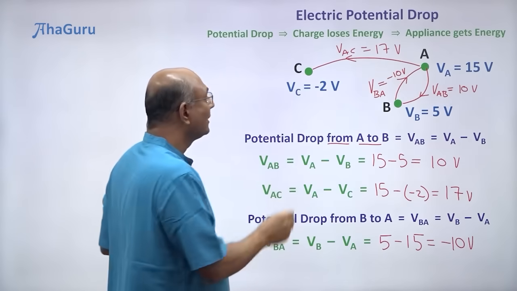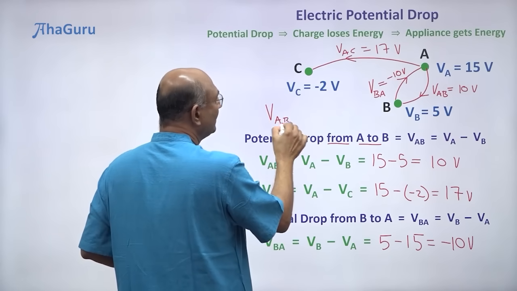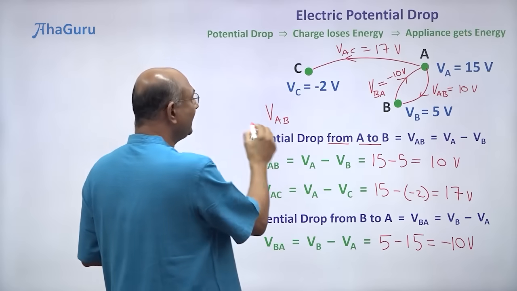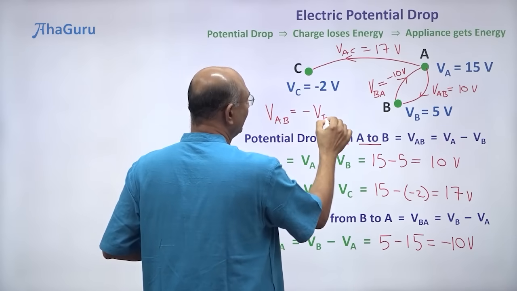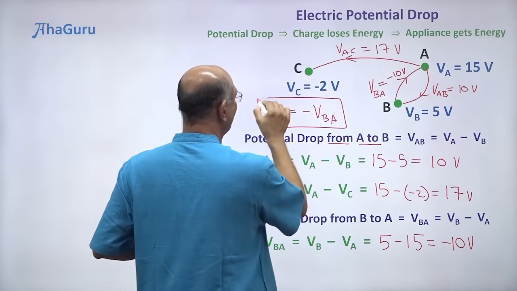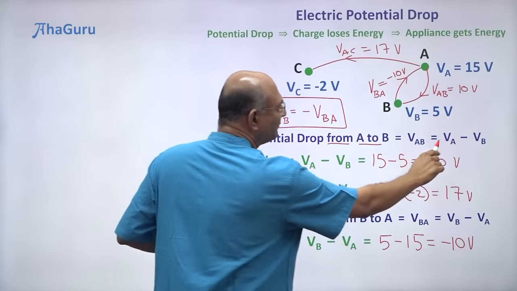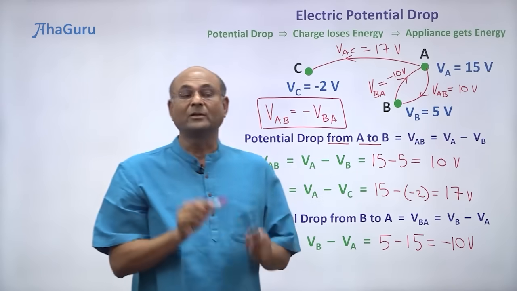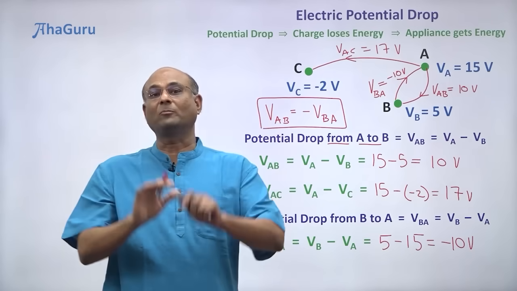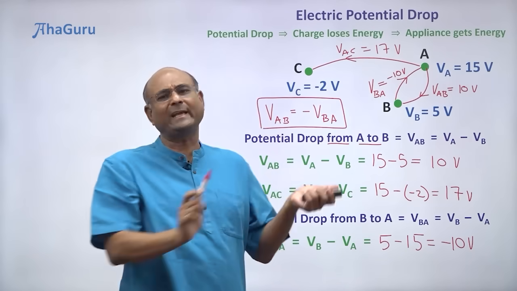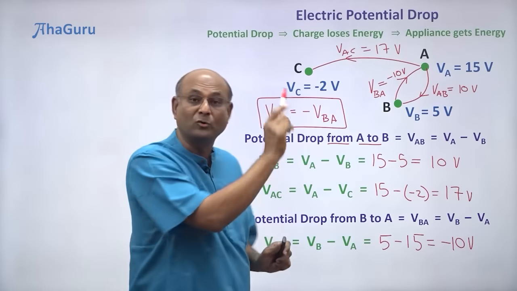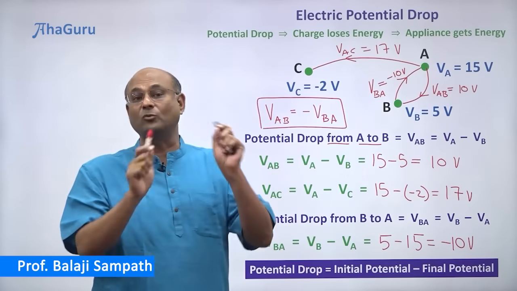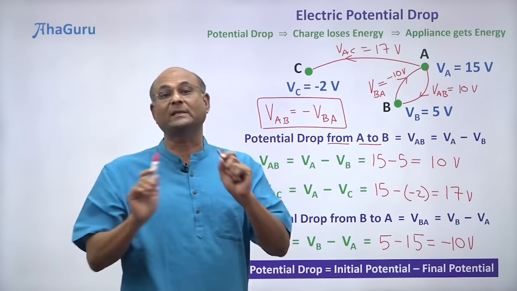Notice something important. VAB is plus 10 volts. VBA is minus 10 volts. They are opposites. VAB is minus of VBA. Okay. This is always true. Does that make sense? Yeah, because you are going to have VA minus VB, and there you are going to have VB minus VA. So obviously they are opposites of each other. So remember this, VBA is equal to minus VAB, and you can very easily calculate the potential drop between 2 points. You're starting at one point, ending at another point. So the potential drop between 2 points is the initial potential minus the final.